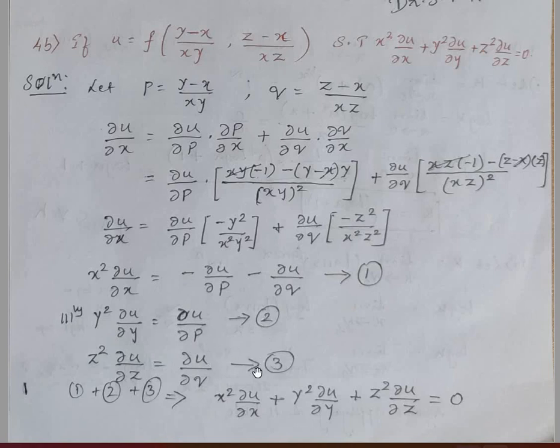Now adding 1, 2 and 3, I got x square ux plus y square uy plus z square uz is equal to 0. This carries 7 marks.